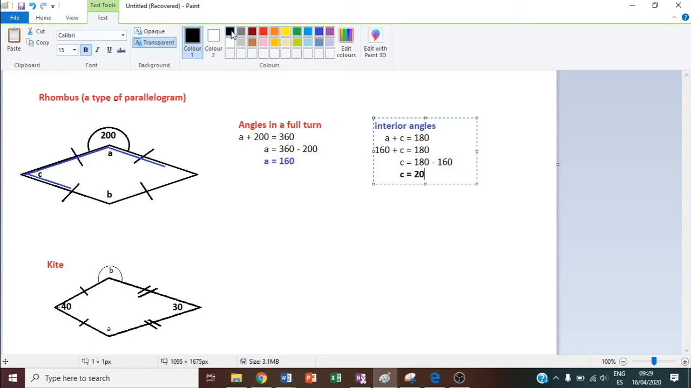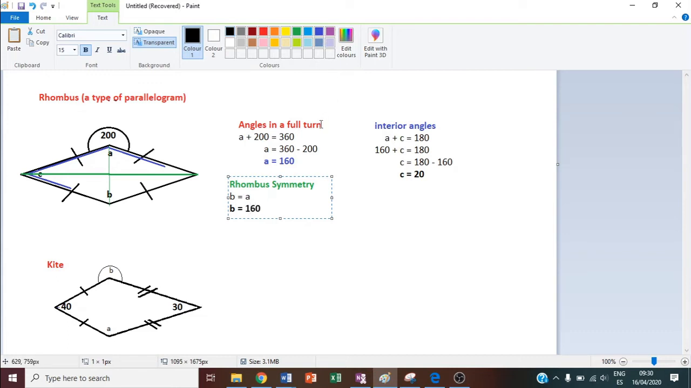Okay, so I've got C. Let's work out what B is. So this next rule we're using because of rhombus symmetry. So I know that A is equal to B, or putting it the way that I want to solve it, I'm trying to find B, so B equals A. I know A is 160, so B equals 160.